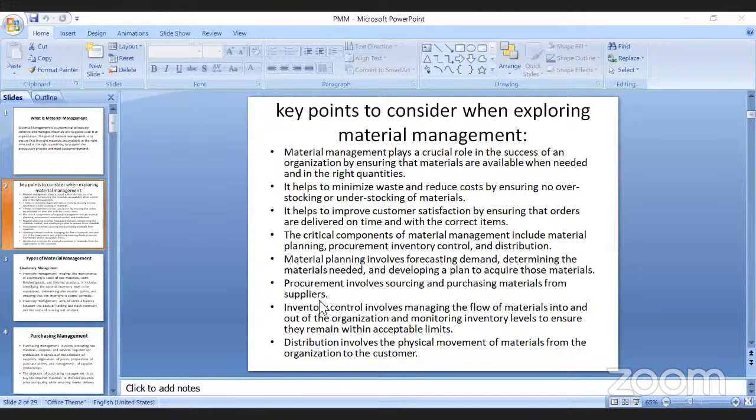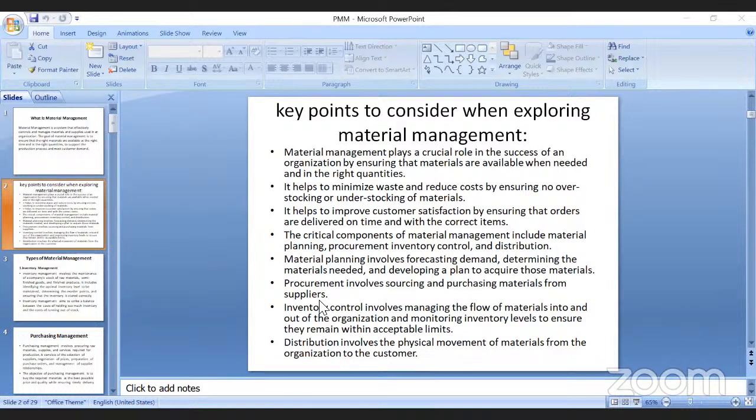Next, the components of material management include material planning, procurement, inventory control, and distribution. These are the important points. Material planning: planning is very, very important. When you have to think about anything, first of all you have to make a suitable plan. Then procurement, inventory control, and also distribution. Distribution of material is very, very vital.